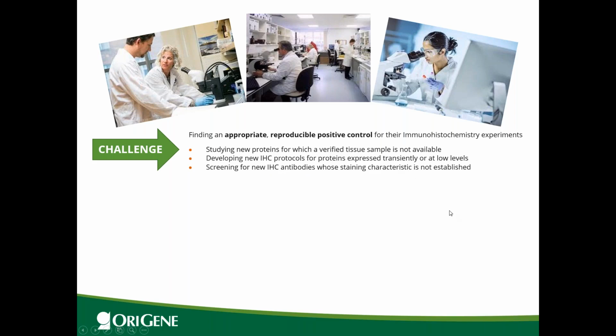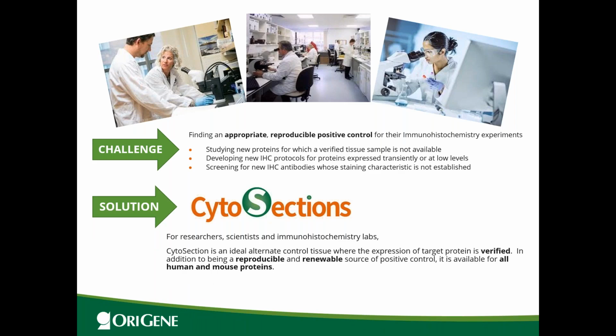Lack of appropriate controls often results in inaccurate interpretation of results, leading to high levels of frustration and cost for the project. OriGene offers a solution to this problem. Cytosections. Cytosections are, for researchers, scientists, and immunohistochemistry labs, an ideal alternate control tissue where the expression of target protein is verified. In addition to being a reproducible and renewable source of positive control, it is available for all human and mouse proteins.